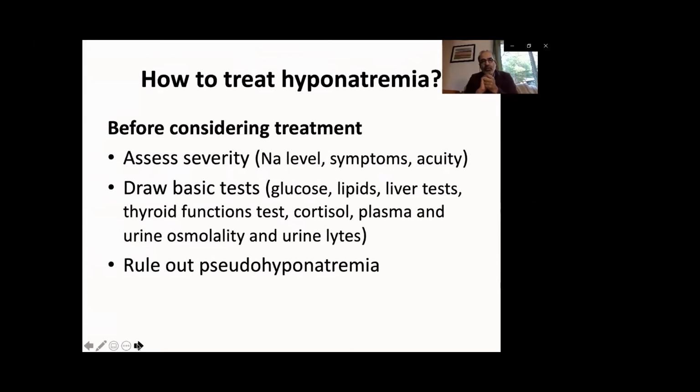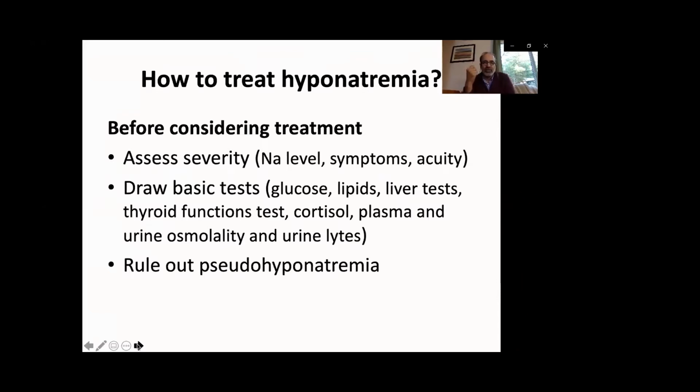How do you treat hyponatremia? Really, before you treat, the key things that you need to have as soon as you have a patient with hyponatremia is, number one, you assess the severity. What's the sodium level? Is the patient symptomatic? And how quickly has the hyponatremia occurred?